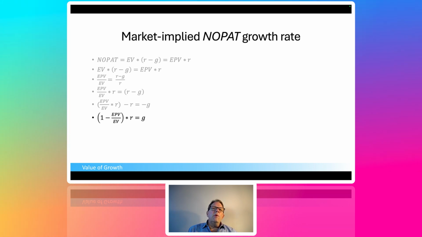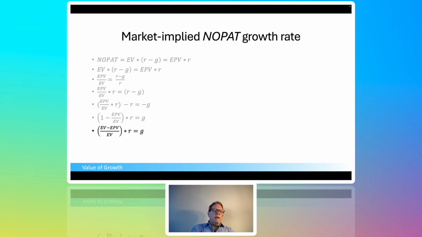Now I'm going to move this around one more time, so I have now gotten G as an isolated variable. I know exactly what that market-implied NOPAT growth rate is. It's equal to 1 minus the percentage of enterprise value that's made up of your earnings per value, times R. Let's clean that up a little bit. That means that (EV minus EPV) over EV times R equals G, just cleaning it up.